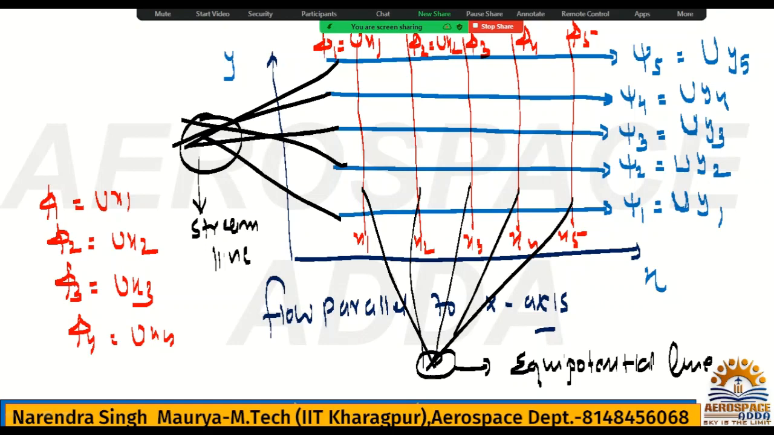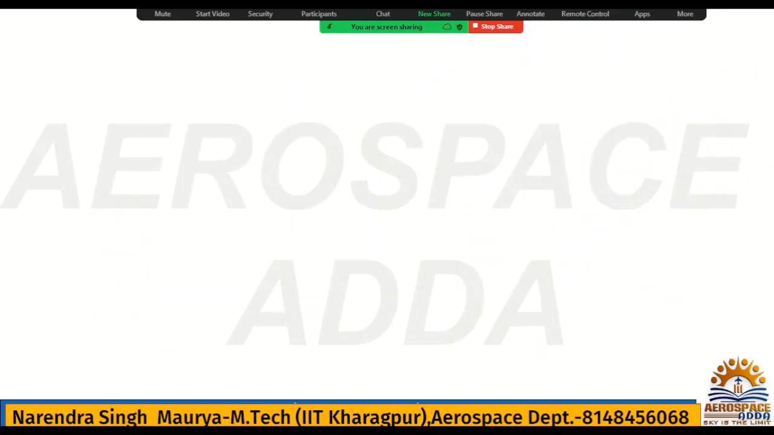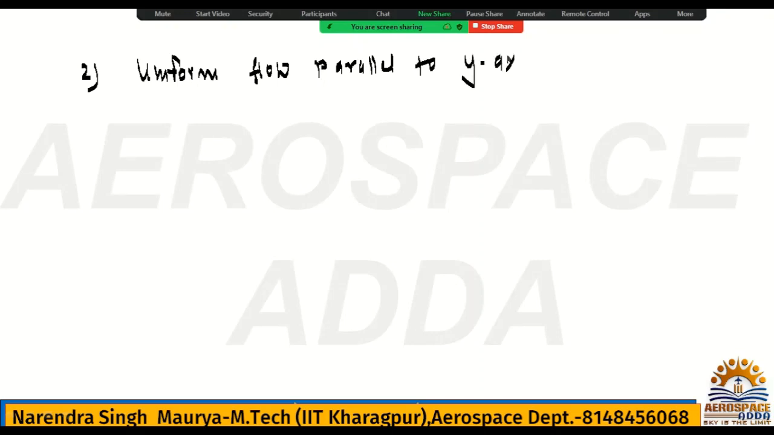Okay, I'll show you. So here you can give heading second number, uniform flow parallel to y-axis. So if it is parallel to y-axis, again you have to check the axis system. This is x. In x direction, what is the velocity u, and in y direction, what is the velocity v.